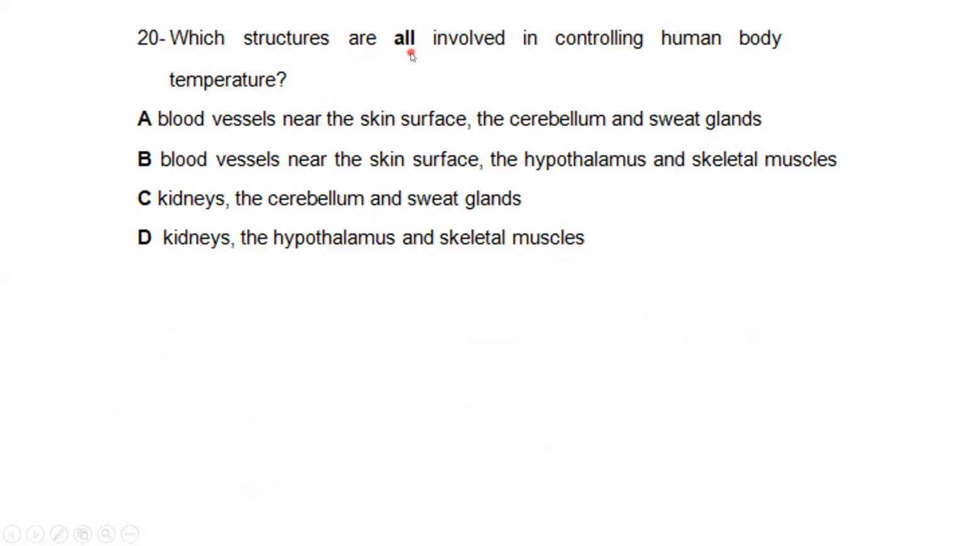Which structures are all involved in controlling human body temperature? A blood vessel near the skin surface, cerebellum. Cerebellum is not involved, remove this option. Hypothalamus, yes, that is involved. Skeletal muscle, they do the shivering. And blood vessels near the skin surface, these are the capillaries. Yes, the right answer seems to be B, but before that, check C and D. Kidneys, they are not involved in the temperature. Cerebellum is not involved. And again, the kidney over here. So the right option is B.